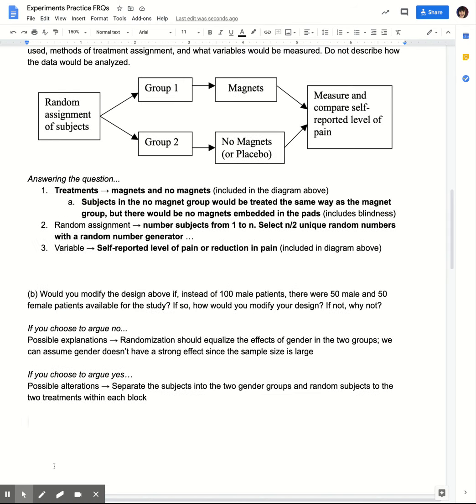Okay. All right. So I've got one more FRQ for you. Just like the previous one, I'm going to take a second, clear my screen, and I will see you back here for the last experiment FRQ momentarily.